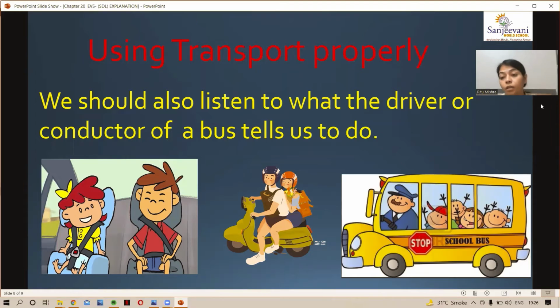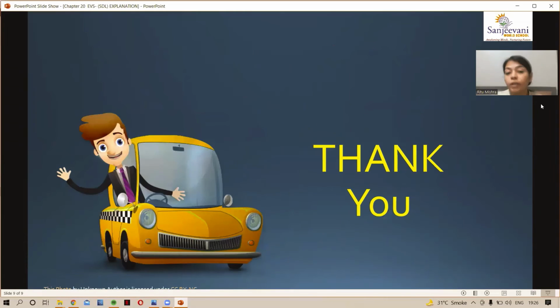While you are traveling in the school bus, you need to follow all the instructions given by the driver or the bus conductor of that bus. So we should also listen to what the driver or the conductor of the bus tells us to do. Whatever instruction they give, that is for our safety. So we should always listen. If we are in the bus, we need to follow the instruction given by the driver or by the bus conductor. So yes children, this was all in this chapter.